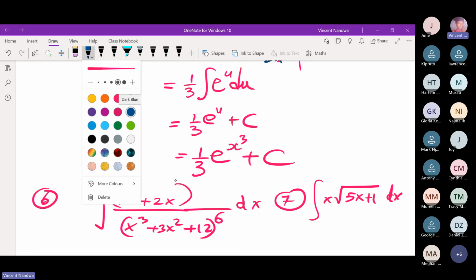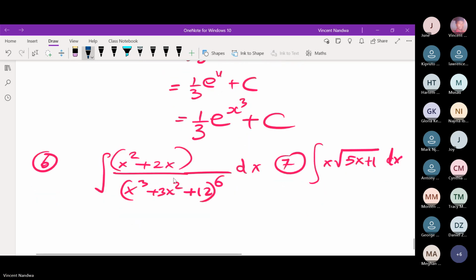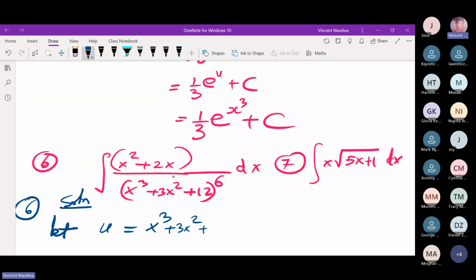So maybe just to save on time, we can do it together. So number 6, what will be the best choice of u? Numerator or denominator? Yeah, this bracket in the denominator, correct? x cubed plus 3x squared plus 12.